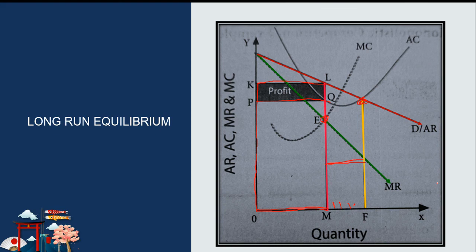Then 32nd question. Mention the similarities between perfect competition and monopolistic competition. Even that you can write.